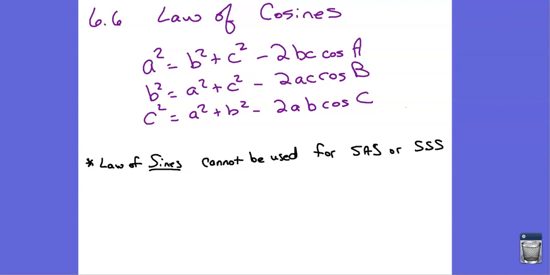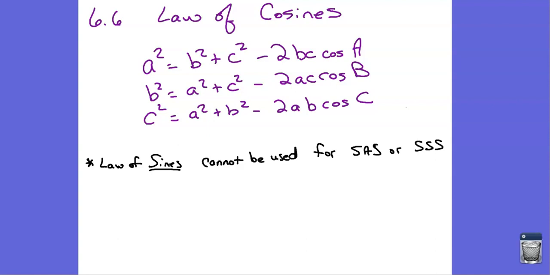This is 6.6, the law of cosines. Much like the last lesson, there was a law of sines. The law of sines can be used when you set up a proportion with the relationship between the sides and the angles. So here, the law of cosines is very similar.